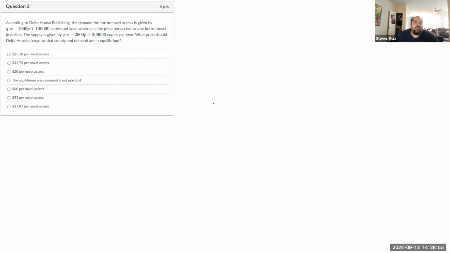According to Delta House, the demand for horror novel access is given by this. Q is the number of units, and P is a price point, so basically the price for a single unit. Here's a demand equation. Here's a supply equation. And I want to find what price point puts supply and demand in equilibrium.